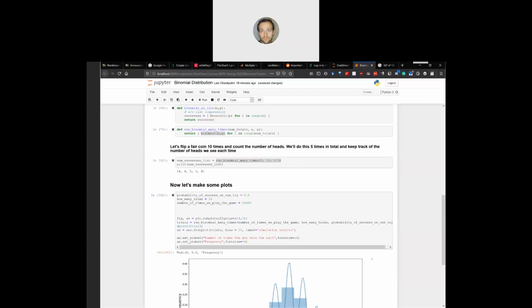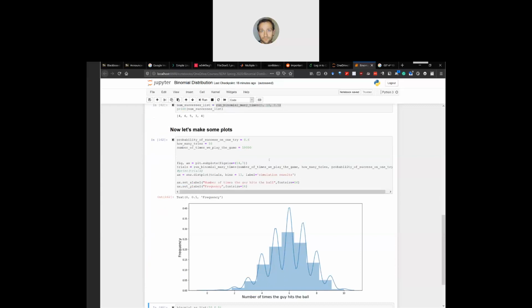Hold on. Let me refresh the graph just because. All right. So this is what the graph looks like when the baseball player hits the ball 60% of the time, and he swings 10 times. And we make bets 10,000 times on the game. So if I add a 0 on the number of tries, then how is the graph going to change?